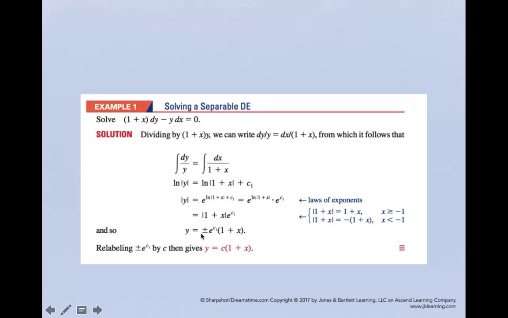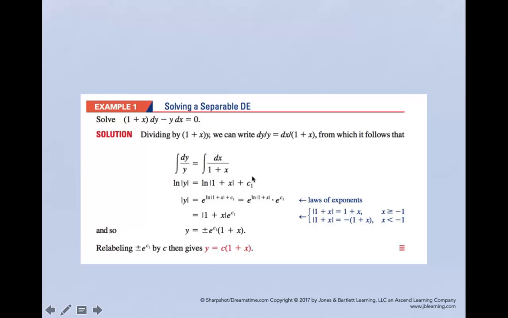Now, because we still have a constant here, e to the c1, and we've got plus or minus e to the c1, and c1 is a constant, we can just incorporate the plus or minus and the e to the c1 into a generic constant c. And so our solution then becomes y is equal to c times 1 plus x. And this is standard practice. If you have constants, for example, inside a sinusoid or exponentials raised to constants, it's fairly common to just express that as a constant c without showing the constant inside or as a power.